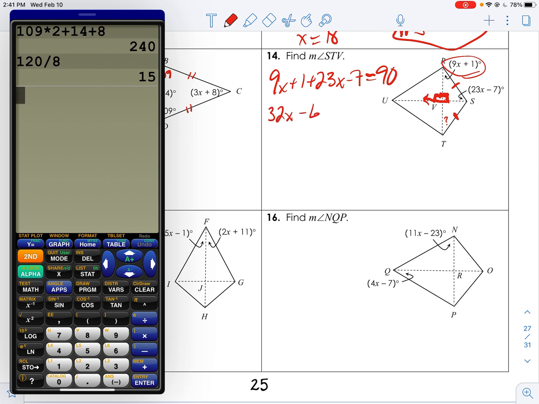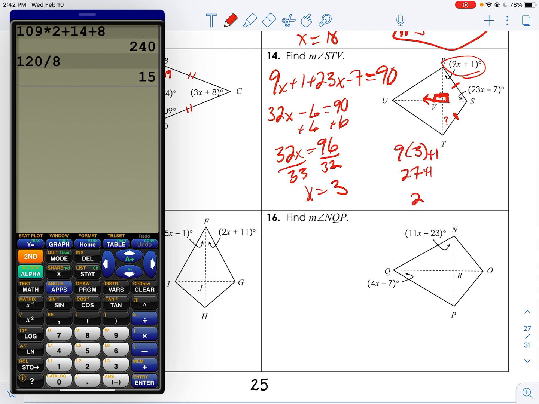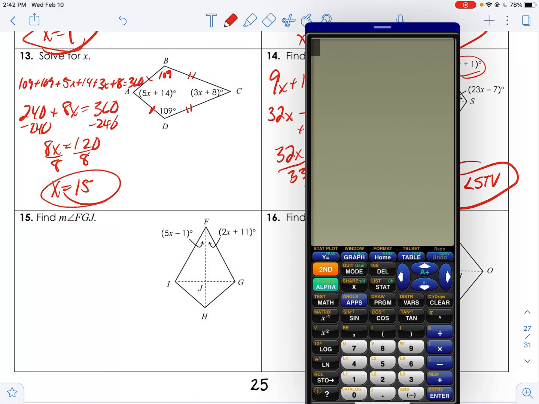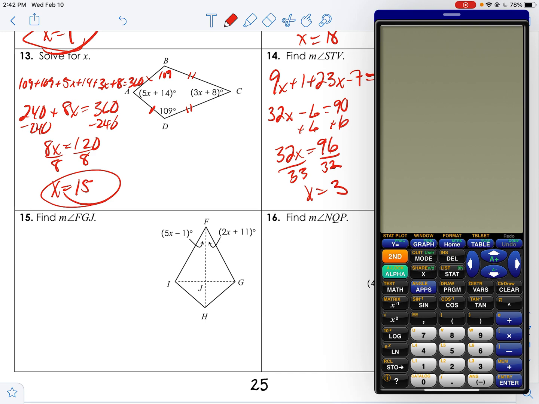9x and 23x makes 32x. Minus 6 equals 90. Let's add 6. 32x equals 96. Divide by 32. X equals 3. Solve for x. Nope. Got to plug it in. 9 times 3 plus 1. 27 plus 1. 28 is the measure of angle STV. Clear.